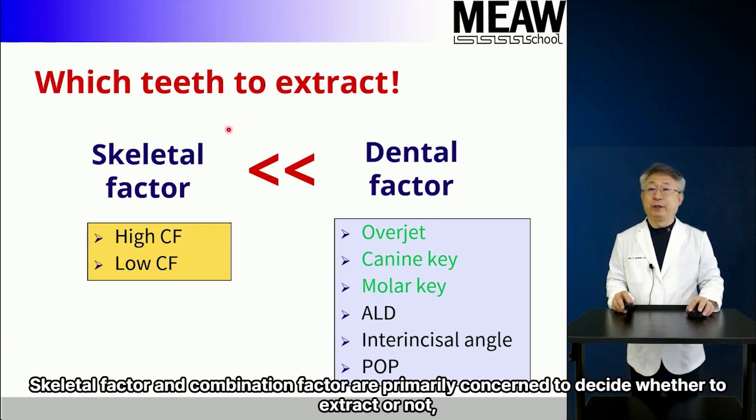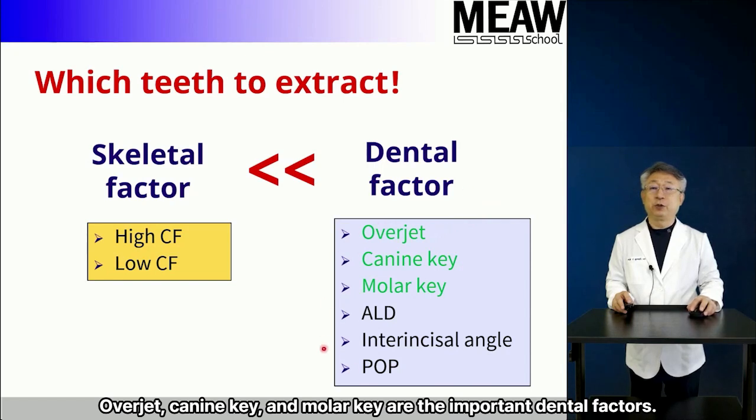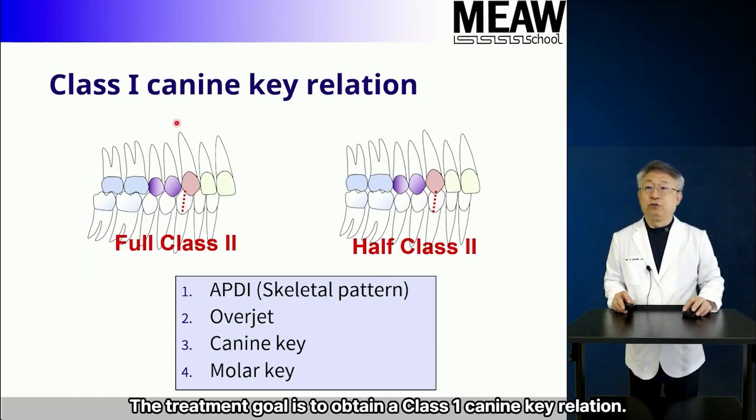Skeletal factor and combination factor are primarily concerned to decide whether to extract or not. But dental factors cannot be overlooked. Overjet, canine cavity, and molar cavity are the important dental factors. The treatment goal is to obtain a class 1 canine cavity relation.